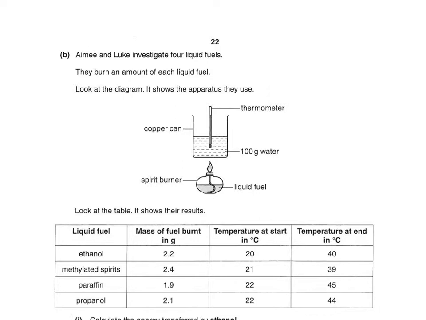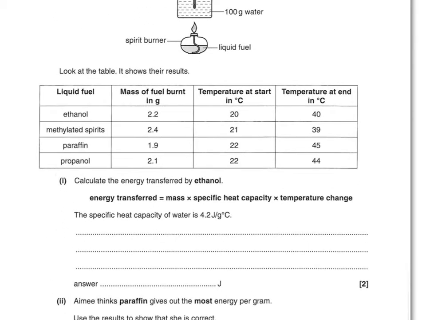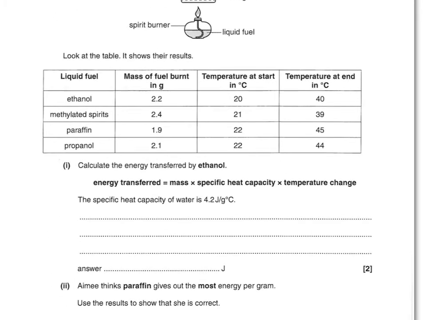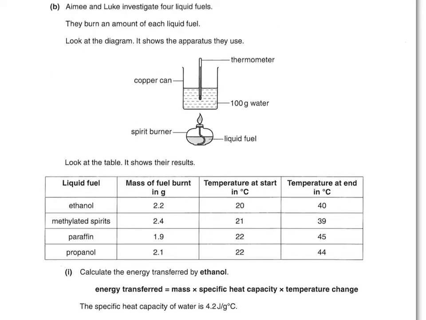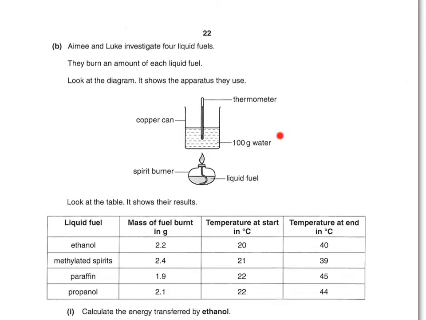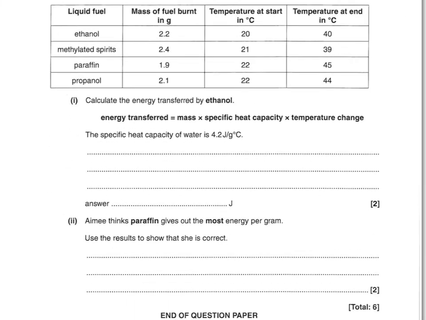Amy and Luke investigate 4 liquid fuels. They burn an amount of each liquid fuel. Look at the diagram, it shows the apparatus they use. There it is. Calculate the energy transferred by ethanol. So, they give you the formula here, and all you've got to remember is that the mass is not the mass of the fuel burned. It is the mass of the water you are using. You have to remember that, otherwise you won't get the marks here.